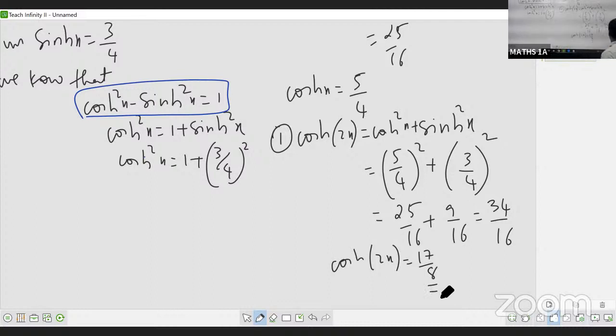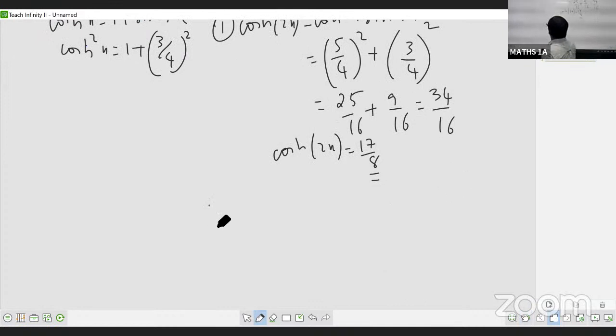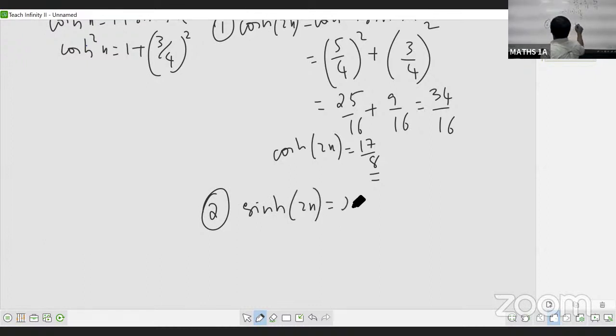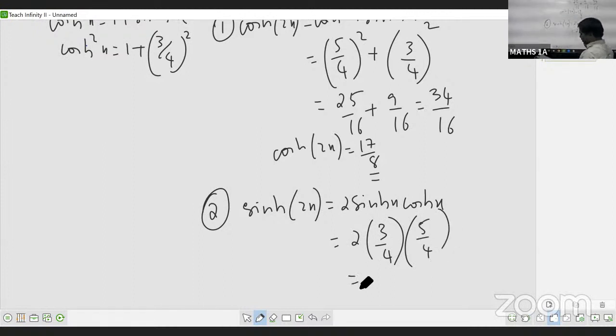Okay. Next, what is being asked? Second bit. Sin h of 2x is 2 sin hx cos hx. That is 2 into sin hx, 3 by 4, cos hx, 5 by 4. That is how much?